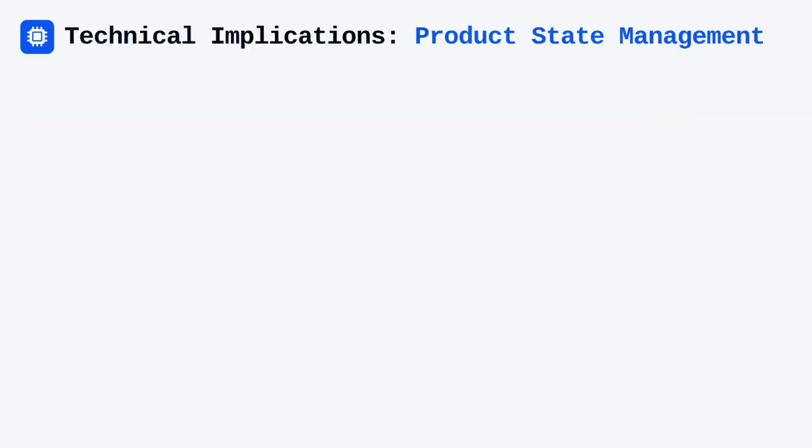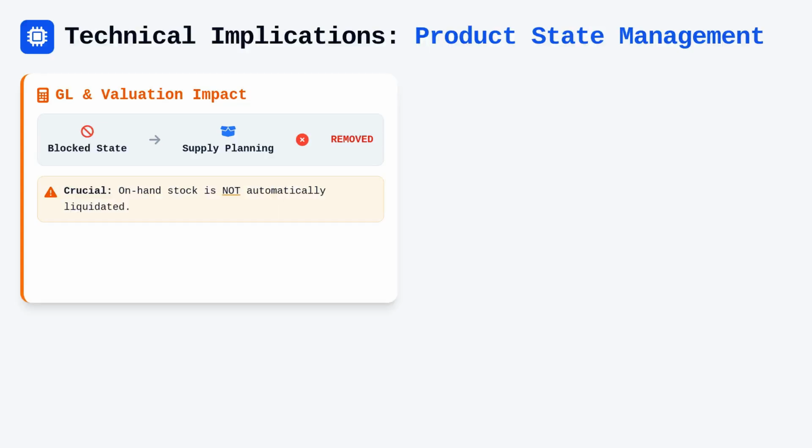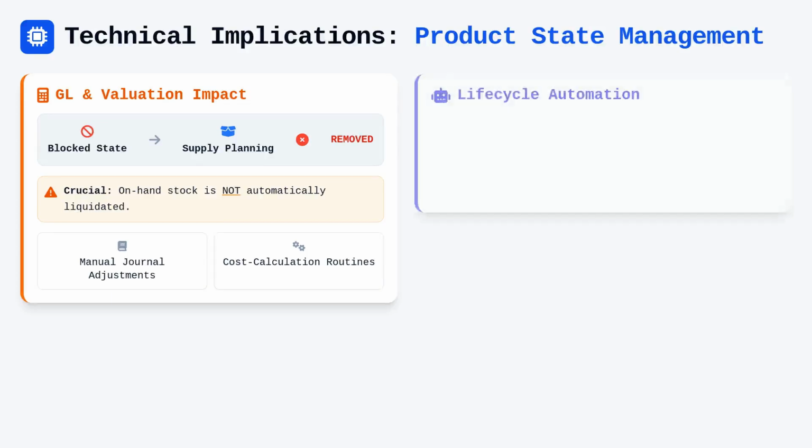Consider the technical implications when these states interact with the general ledger and inventory valuation methods. If a product state is changed to blocked, it effectively removes the item from the available supply planning, but does not automatically liquidate any remaining on-hand stock. You must be prepared to handle the valuation and possible write-off of the remaining inventory, which may require manual journal adjustments or specific cost calculation routines.